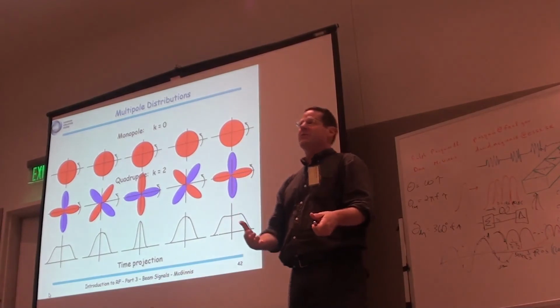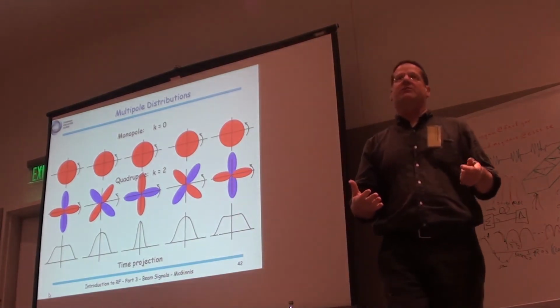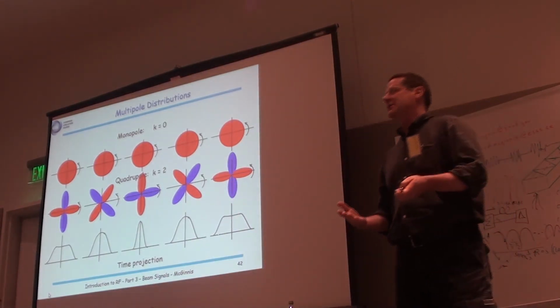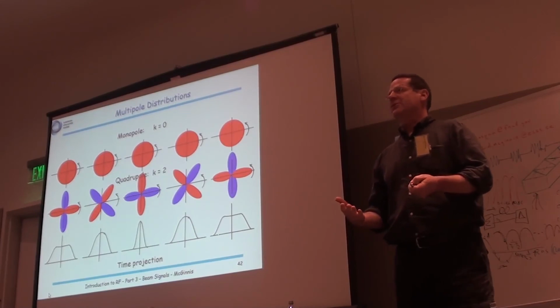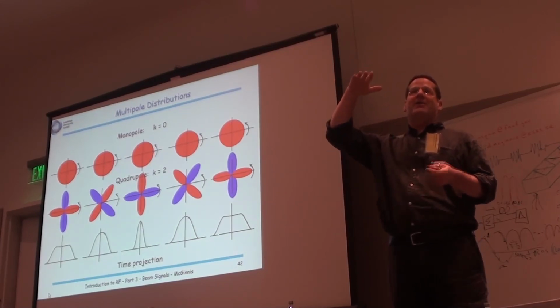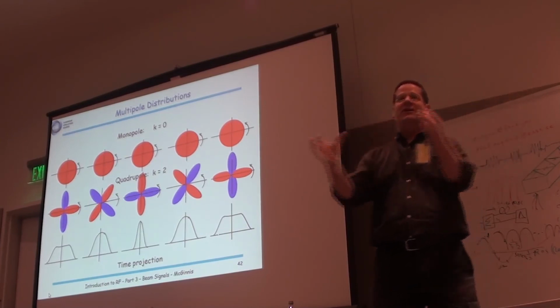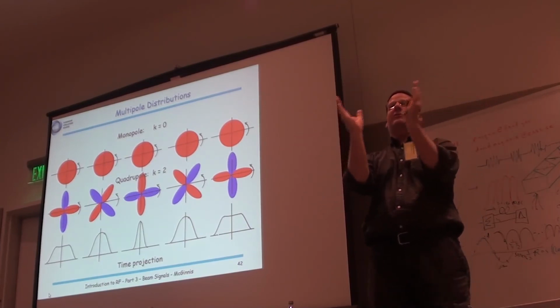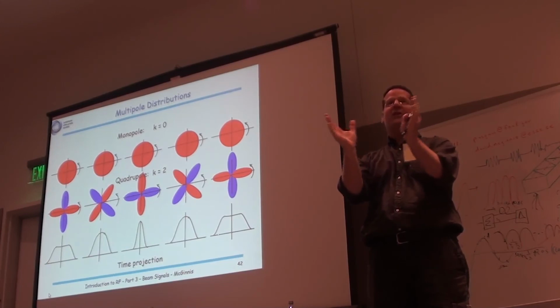So now, if you have a quadrupole mode, okay, how do you fix that? You got to change the amplitude of the RF, okay? So instead of doing this, you have to do this to get it in shape. So you have to change the amplitude of your RF.